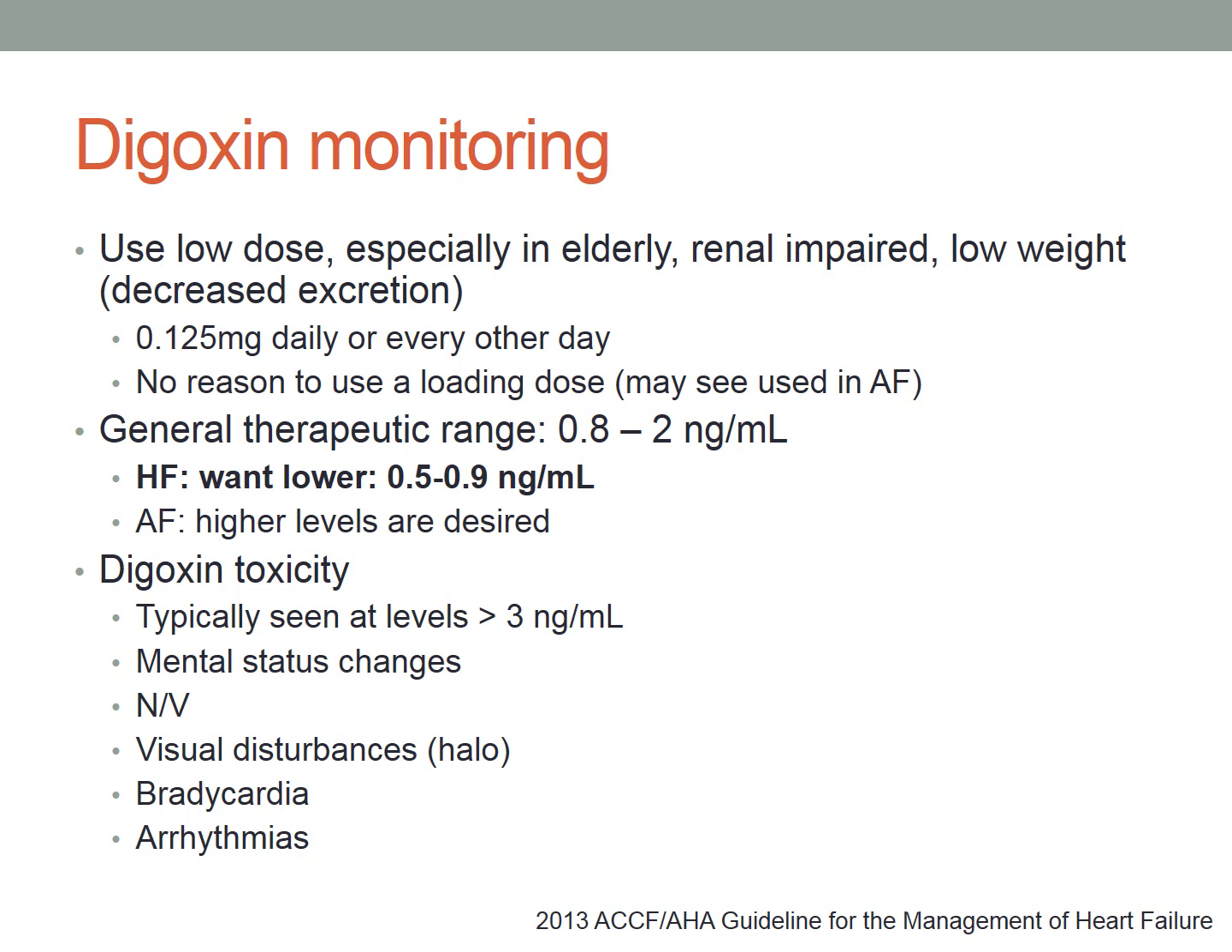Also, the general therapeutic range of digoxin levels is 0.8 to 2. However, in heart failure, you want to make sure that these levels are lower, so anywhere between 0.5 and 0.9. So you want them less than 1. This differs from AFib, where you might want higher levels, but again, higher levels in heart failure is associated with increased mortality, so we want to make sure that our levels are less than 1.